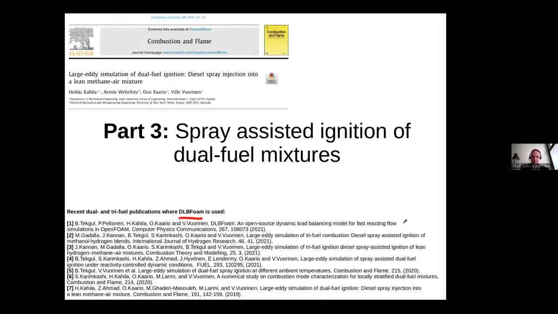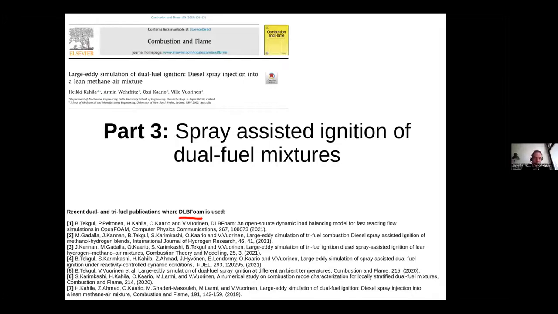We've used it in dual and tri-fuel combustion, tri-fuel referring to adding hydrogen or substituting part of the methane with hydrogen. So you would have hydrogen, methane in the ambient, premixed, and then you ignite it with the diesel. So you have three different fuels, interactive combustion of them. We also did methanol, hydrogen, diesel, tri-fuel quite recently.